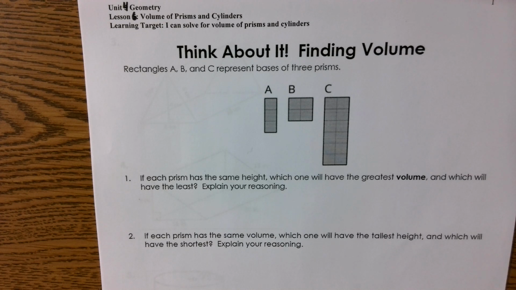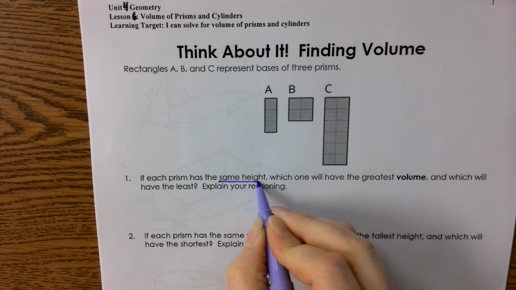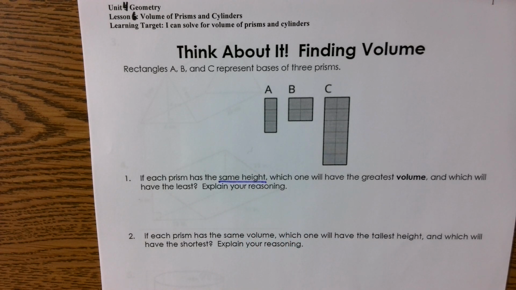Because volume is base times height, so the longer... Well, volume's not base times height. Area is the base times height, or the length times the width, right? And you're correct, okay? But if we're all focusing on having the same height, they're all having one measurement that is going to be identical, then you're looking at the other measurements to see which one's going to be bigger.